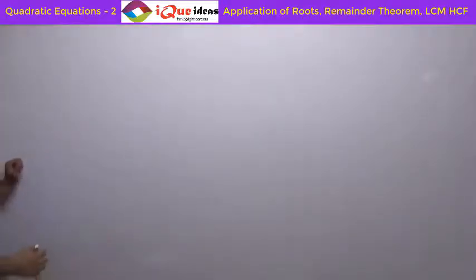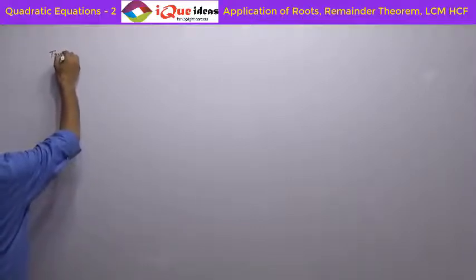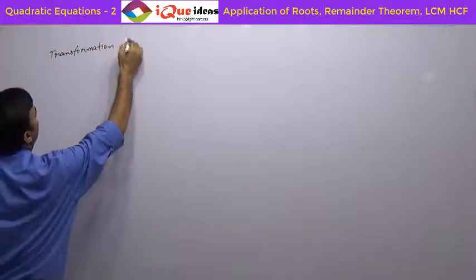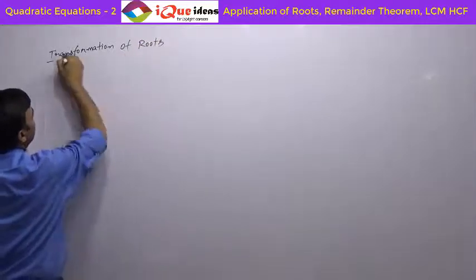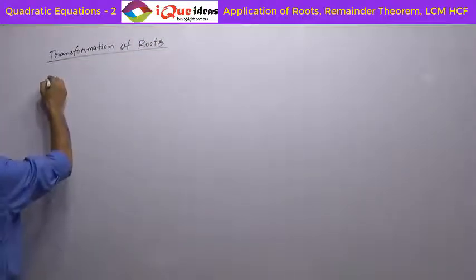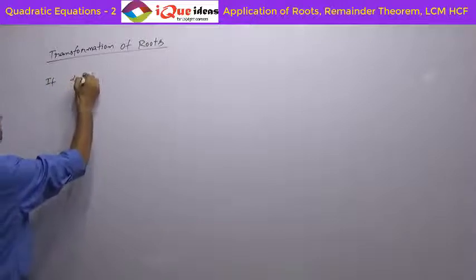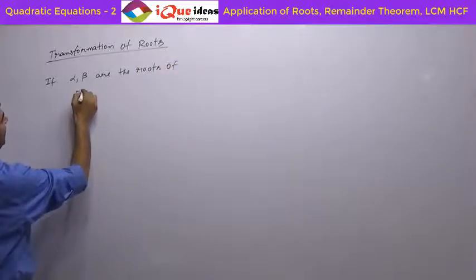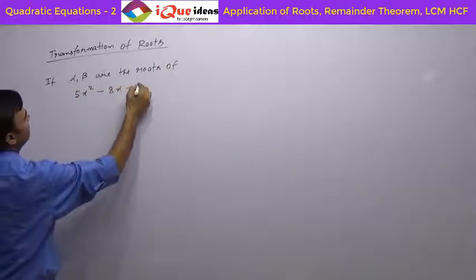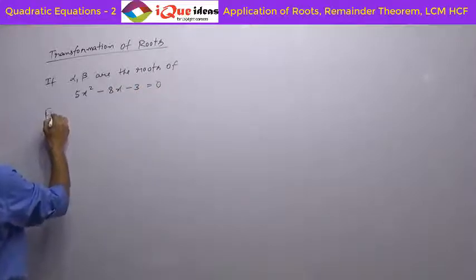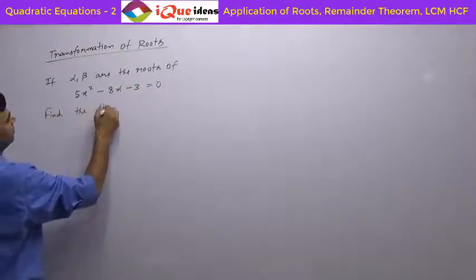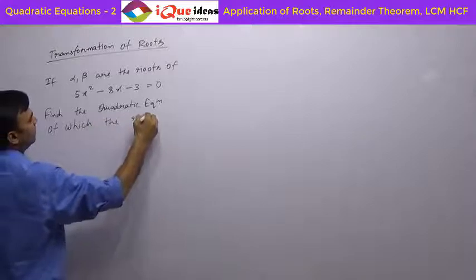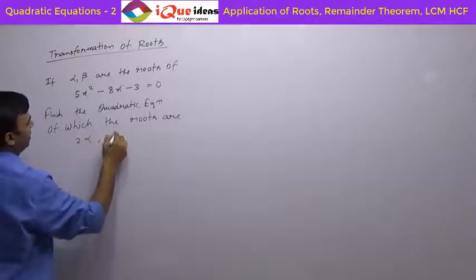Now the next topic that we have is transformation of roots. Right, now what does it mean? Let's see, I'll give you the question, you will be able to make out. Transformation of roots. Let's take up a question. We say that if alpha, beta are the roots of 5x square minus 8x minus 3 equal to 0, find the quadratic equation of which the roots are 2 alpha and 2 beta.